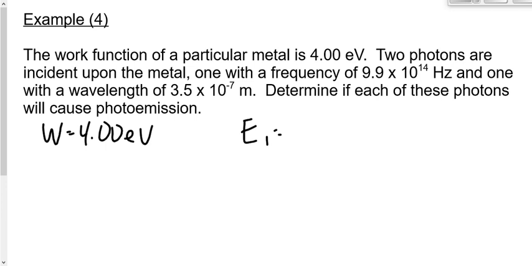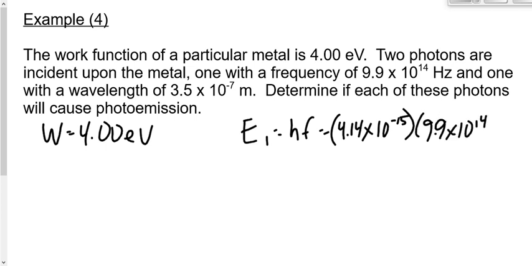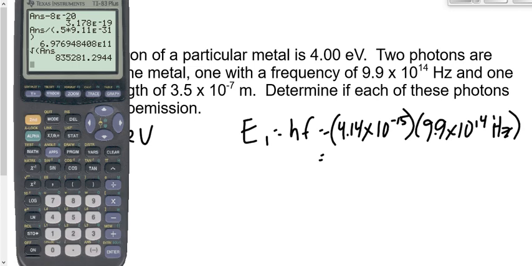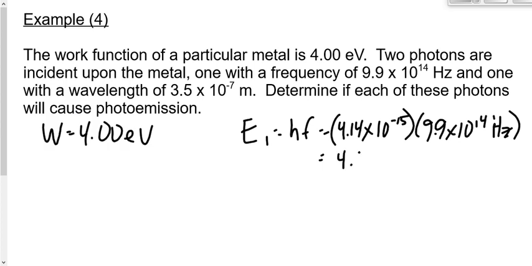The energy of the first one is hf. I'm going to use the 4.14 value. I can do that because I'm not using 1/2 mv squared or qV, right? So I can stick with the electron volts if I want to. So that gives me an energy. The first photon has an energy of, let's see, 4.14 times 10 to the negative 15 times 9.9 times 10 to the 14, has an energy of 4.1 eV.